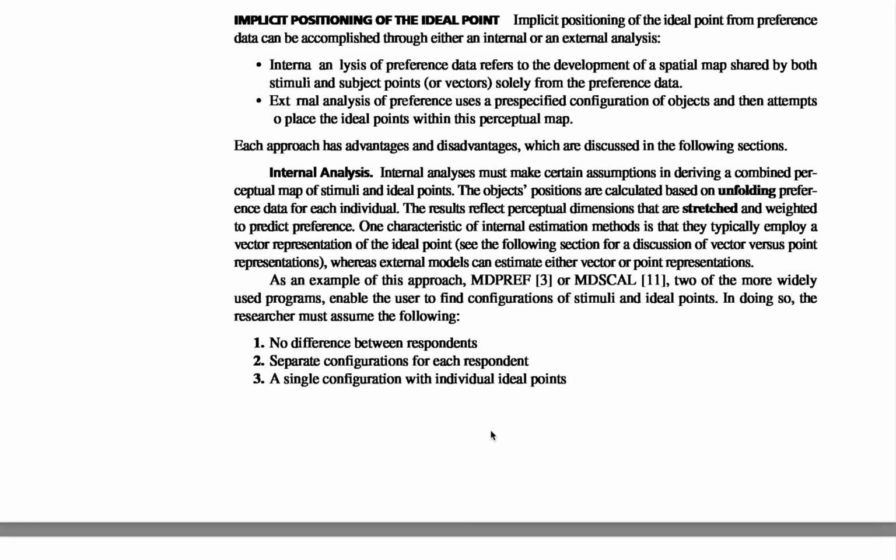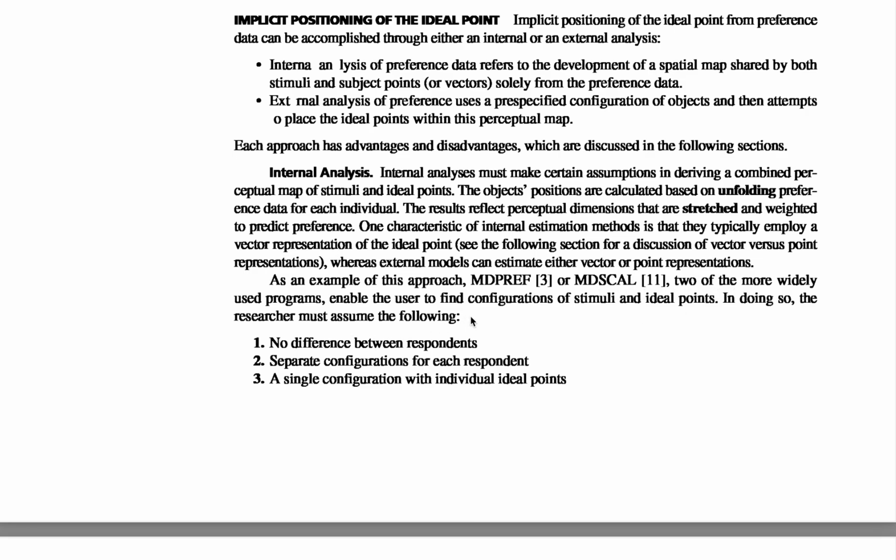Internal analysis makes certain assumptions in deriving a combined perceptual map of the stimuli and ideal point, with the object positions calculated based on unfolding the preference data. For each individual, the results reflect perceptual dimensions that are stressed and weighted to predict preferences. Internal estimation methods typically employ a vector representation of the ideal point. See the following section for the discussion of vector versus point representation, where the external method can be estimated with either the vector or the point representation.